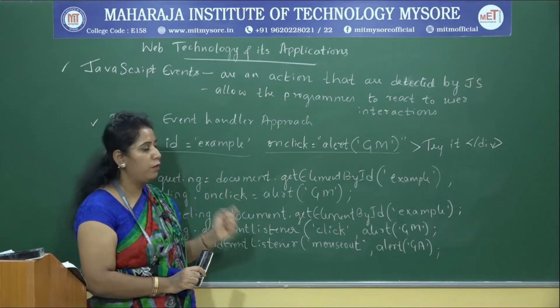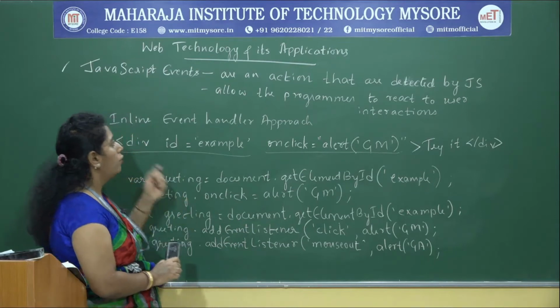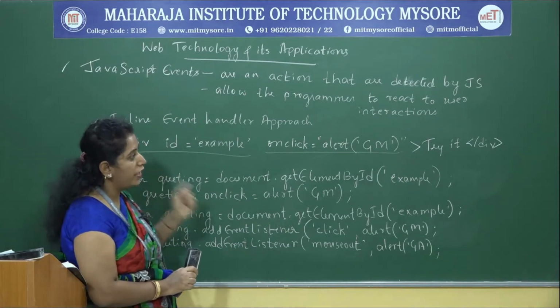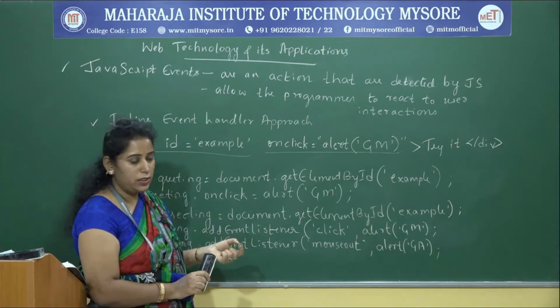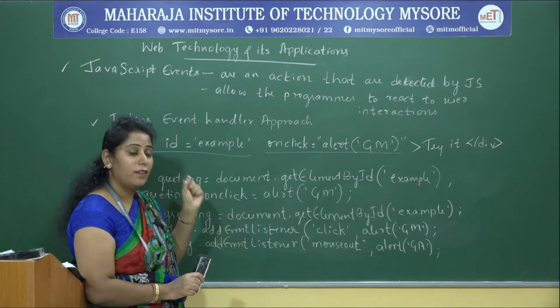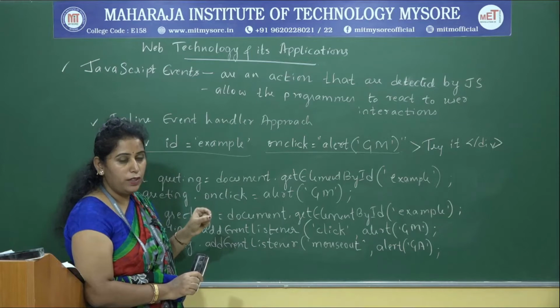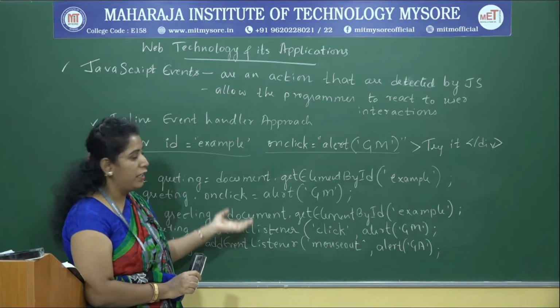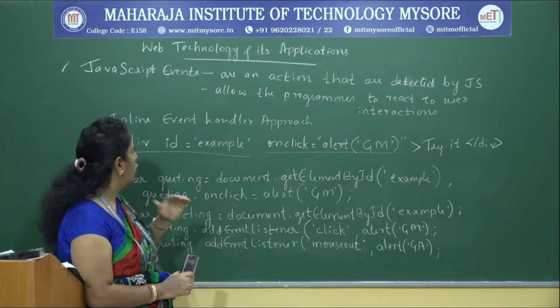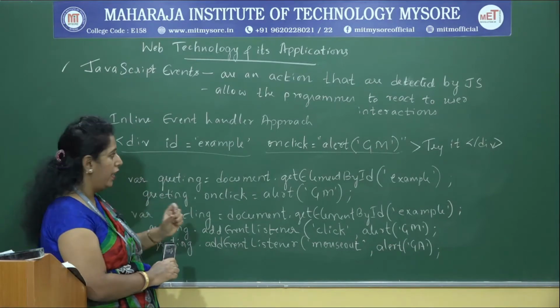An action is going to perform some operation, which allows the programmer to react to user interactions. In the sense, click, the user is going to click. So that is one interaction between the application and the end user. Okay, that is what a JavaScript event is.